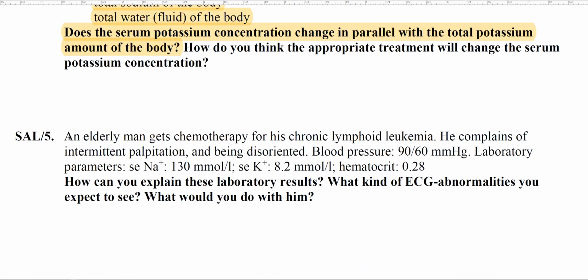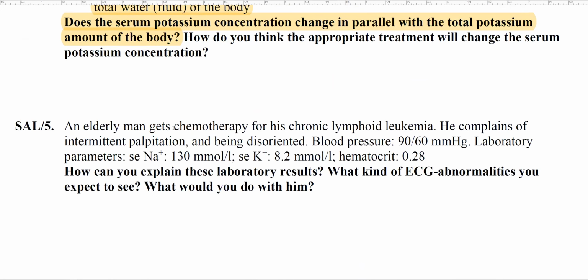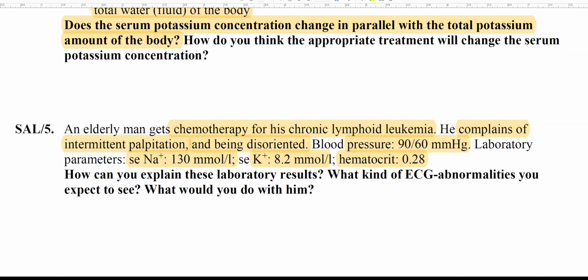It's your turn. An elderly man gets chemotherapy for his chronic lymphoid leukemia. He complains of intermittent palpitation and being disorientated. Blood pressure is quite low, 90 over 60. Serum sodium 135. Serum potassium high, 8.2. Hematocrit 0.28. I think that's okay. That's pretty low. No, what do you think?